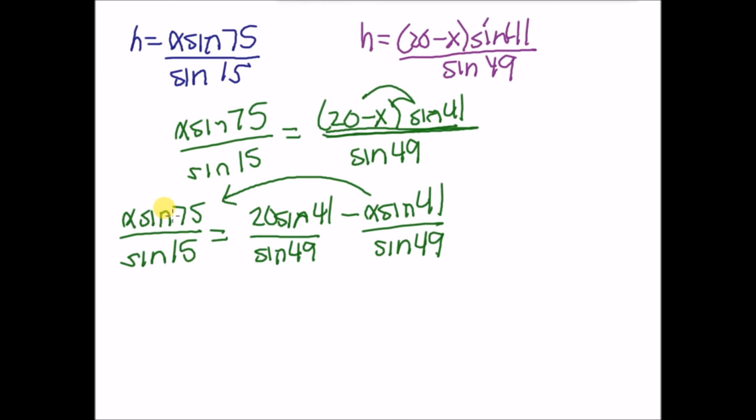If we do sine 75 divided by sine 15, let's round it to 3 decimals. What I get here is 3.732x. Now sine 41 over sine 49, I get 0.869. So bring this over and it's plus 0.869x, and that's going to equal, let's solve this, 20 sine 41 divided by sine 49. I get 17.386.